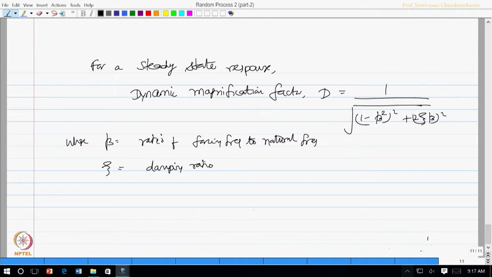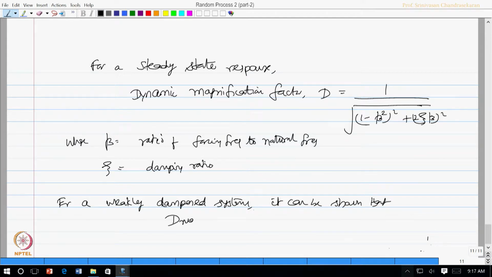So, let us say for weakly damped systems, it can be easily shown that the maximum value of the dynamic amplification factor will be bounded by 1 by 2 zeta.